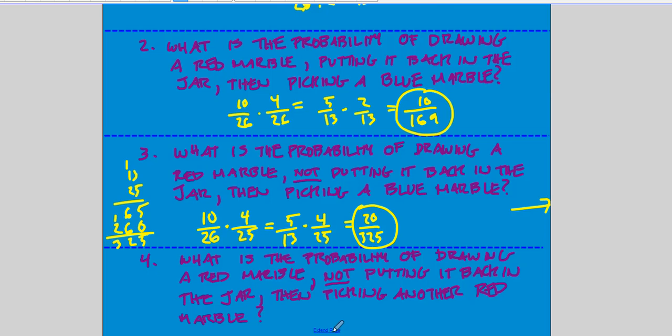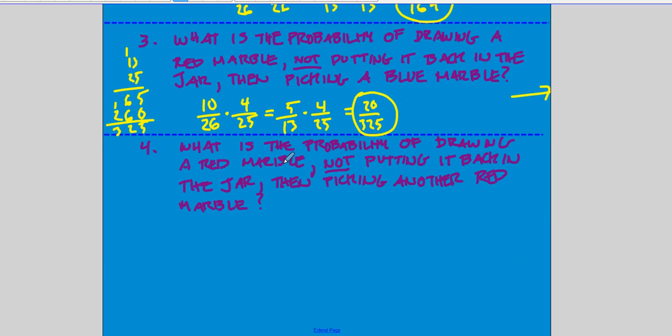Okay, so last question. What's the probability of drawing a red marble now? Again, that's 10 out of 26. Okay, we're not putting it back in, we're throwing it away, so now there's only 25 marbles. But now what's the chance of picking another red marble? Well, we already picked one, so now there's only 9 red marbles, so this is going to be 10/26 times 9/25, which is 90. Well, actually I can reduce this again. Let's do that. Keeping the smaller multiplications is usually easier.